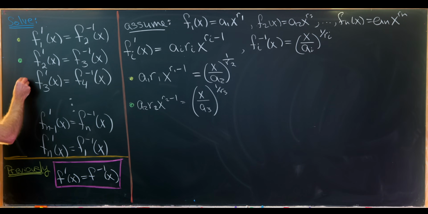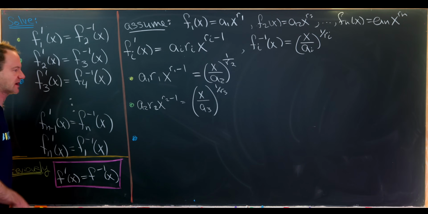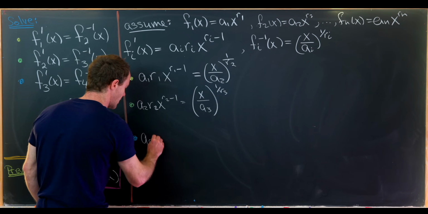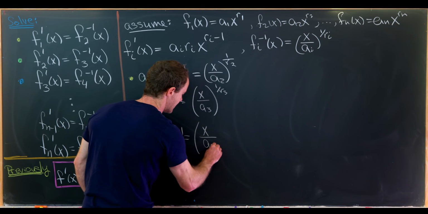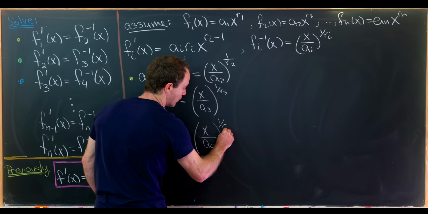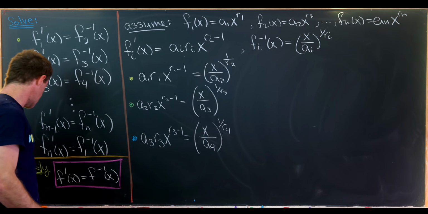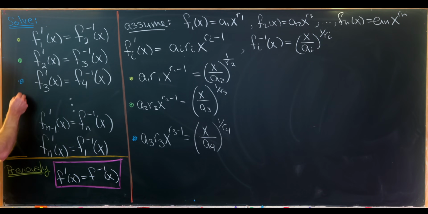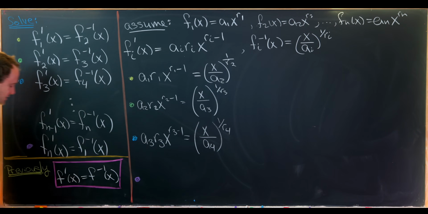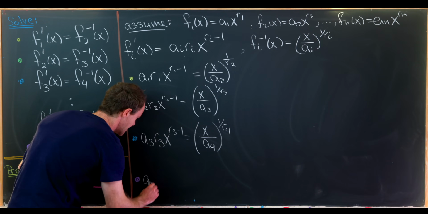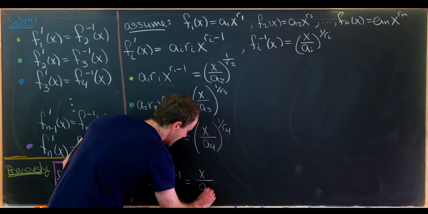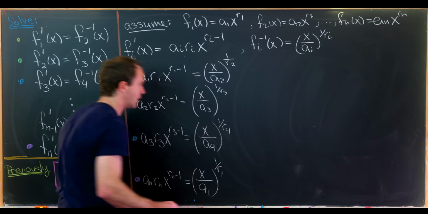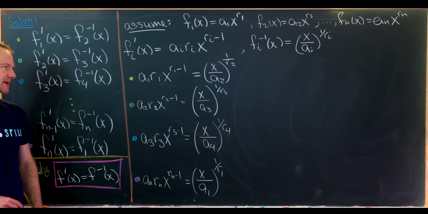Now let's put this blue dot, and we'll have this as the blue equation right here. So we'll have a3 r3 x to the r3 minus 1 is equal to (x over a4) to the power 1 over r4. Okay, nice. And now let's wrap it all the way up with this very last one down here, which I'll write in this purple dot color. So we'll have an rn x to the rn minus 1 is equal to (x over a1) to the power 1 over r1. So we have something like that.